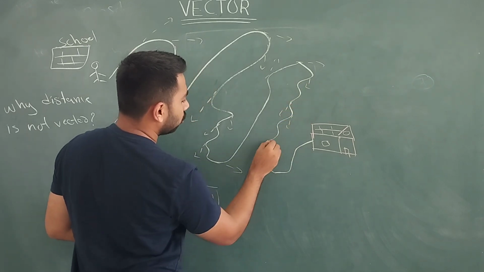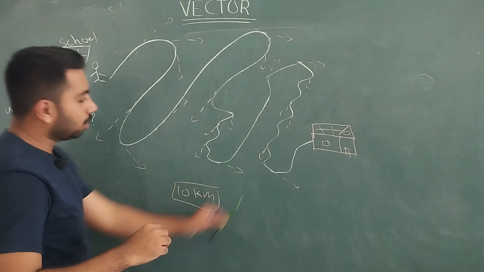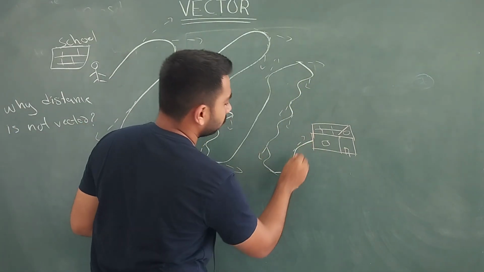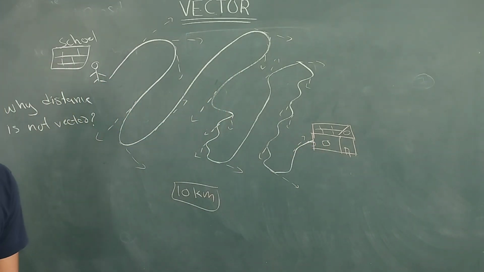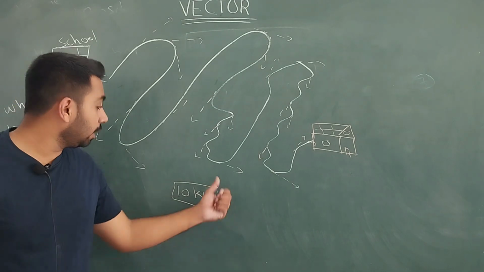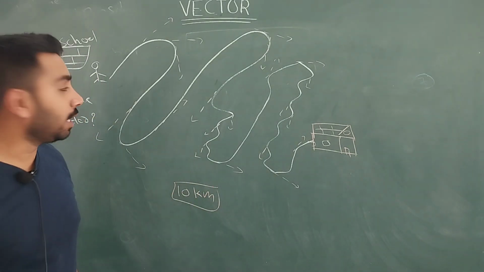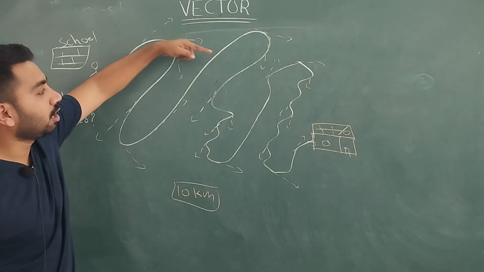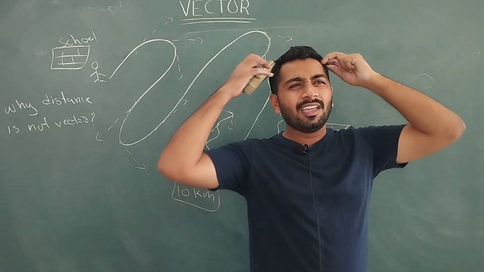Direction. Now here it is like this direction. Now finally this direction. Basically this is your distance. Now tell me, you have 10 kilometers of magnitude. Which direction will you take?